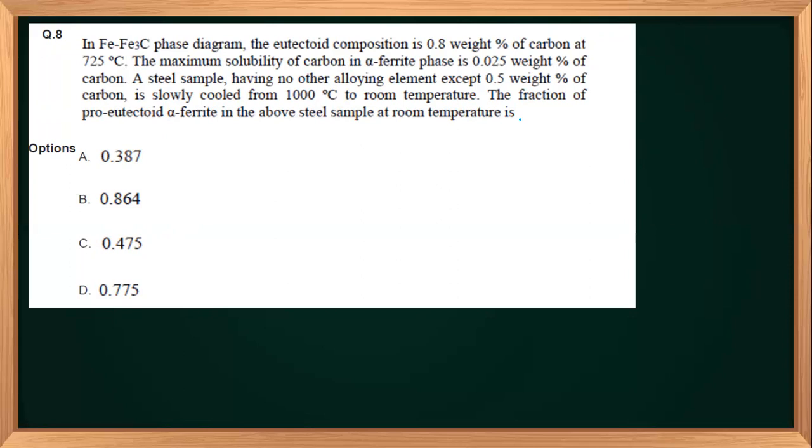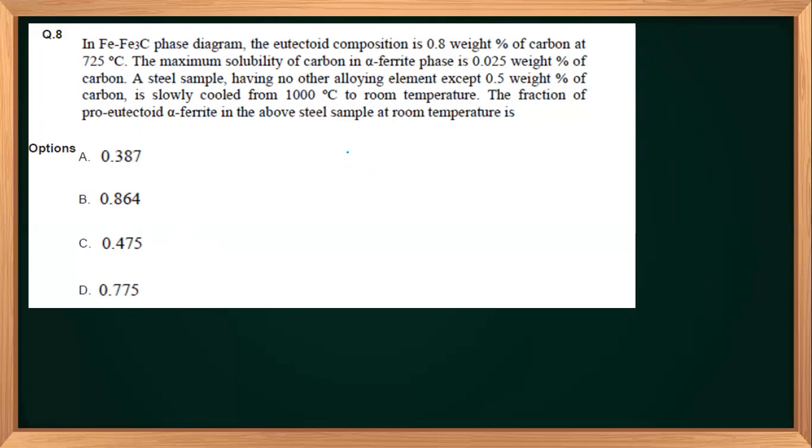That we already know. The maximum solubility of carbon in alpha ferrite phase is 0.025% of carbon. A steel sample having no other alloying element except 0.5% of carbon is slowly cooled from 1000 degrees Celsius to room temperature, right? The fraction of pro-eutectoid alpha ferrite in the above sample at room temperature is asked.